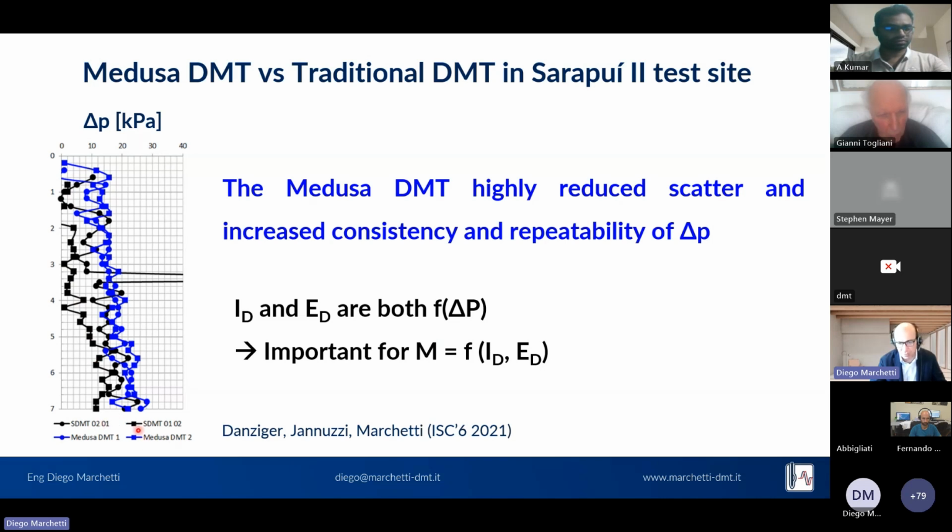standard pneumatic equipment. And delta P is important because the material index, the dilatometer modulus, and also the modulus, which is a function of ID and AD, depends on this delta P. So it's an important accuracy improvement for very soft soils, or also soils that we want to test very deep and where the cable would be long and the difference in pressure from the surface and the bottom would be too high, especially also, of course, offshore.